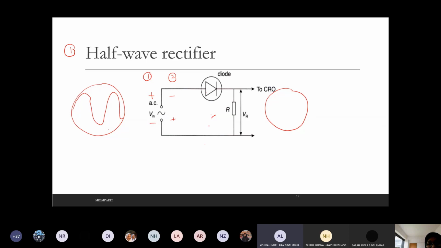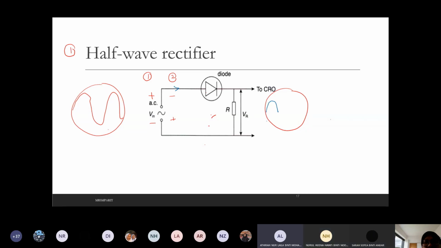Okay, so now apa jadi kat first cycle ni jadi positif. So current lalu. Okay. Bila first cycle diode is forward bias ke reverse bias? What do you think? Forward. Very good. Forward. Bila this one positive cycle, diode jadi forward bias, so kita akan dapat bacaan here. Positif. Okay, very good.